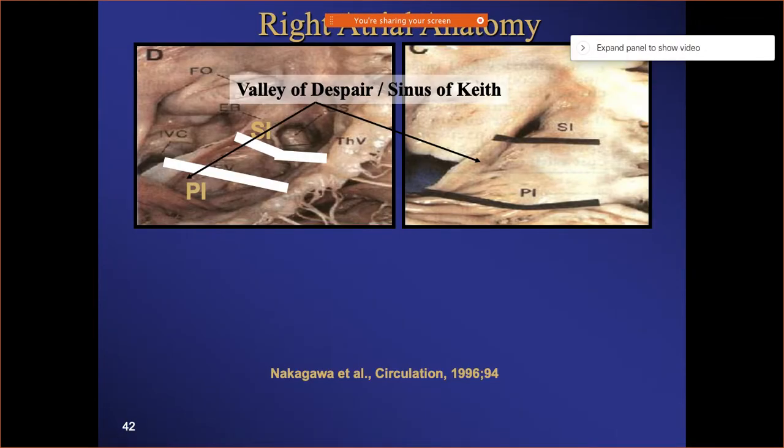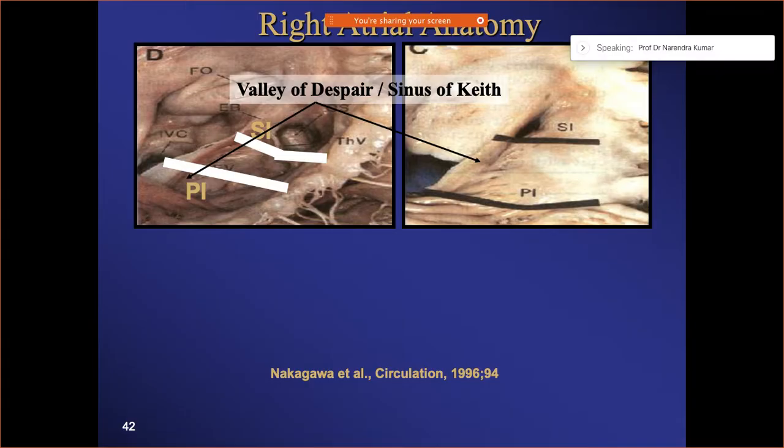The anterior zone is made up of smooth vestibular wall. So this is another beautiful diagram from Circulation. If we look carefully, this is what is called the valley of despair or sinus of Keith. In this, the black lines are labeled SI, standing for septal isthmus, and PI, posterior isthmus, which are part of the right atrial isthmus.